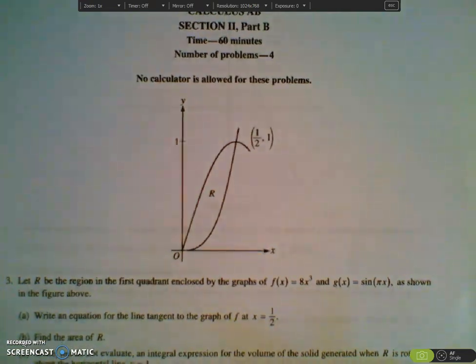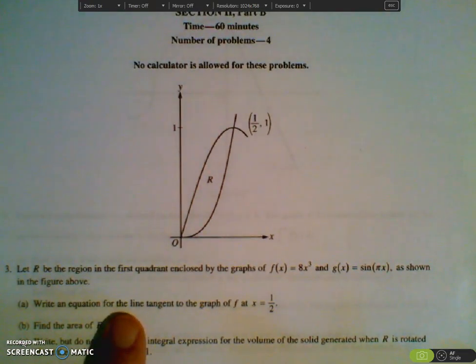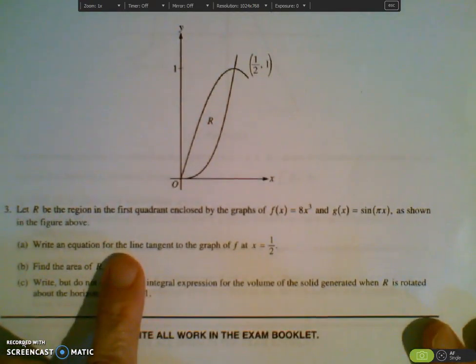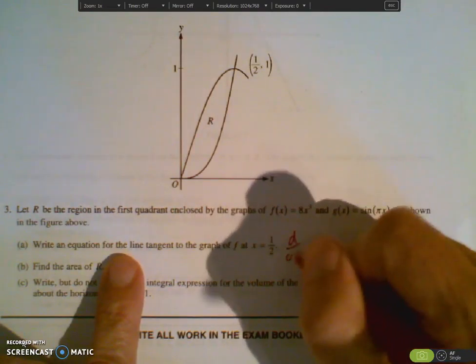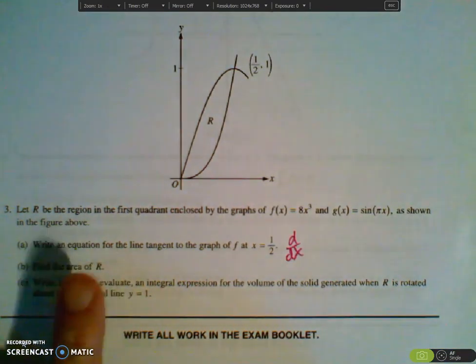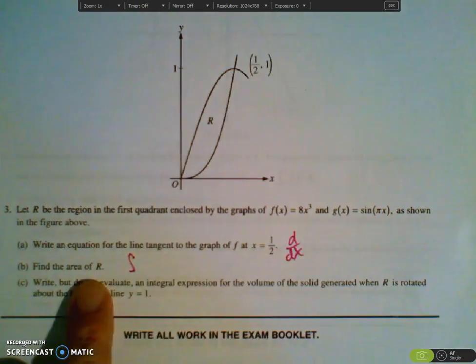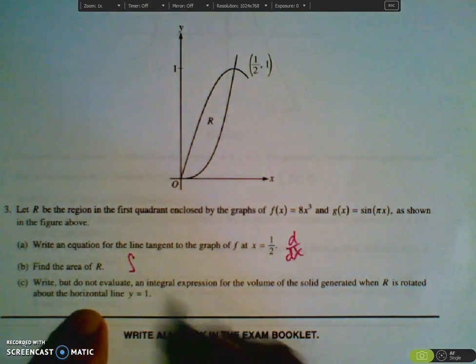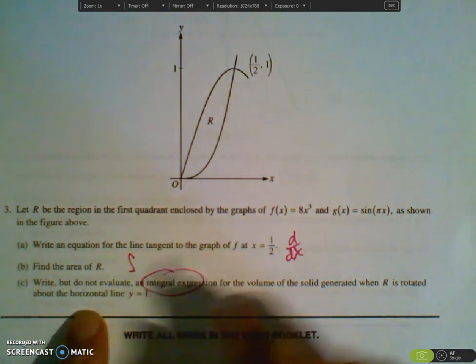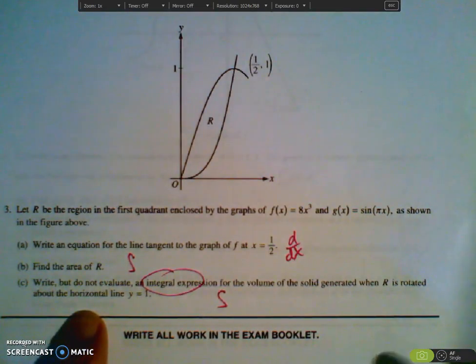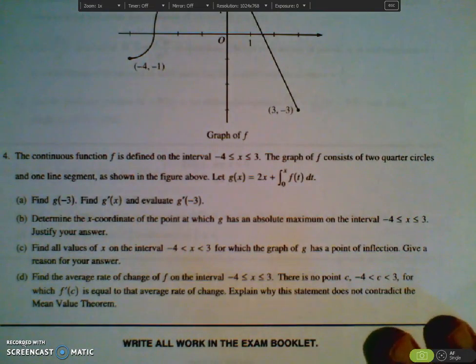Question number 3, write an equation for the line tangent to the graph. In order to get the slope of a tangent line, I have to take a derivative. So there's a derivative in that part. To find the area, I would integrate. And in here it says, write an integral expression. So that one involves integration as well. Let's keep going. Now we're up to question number 4.